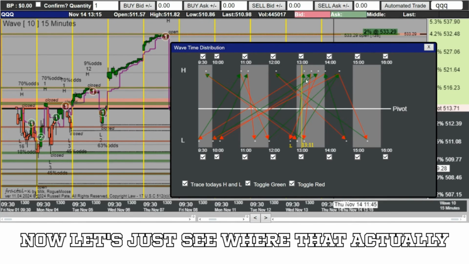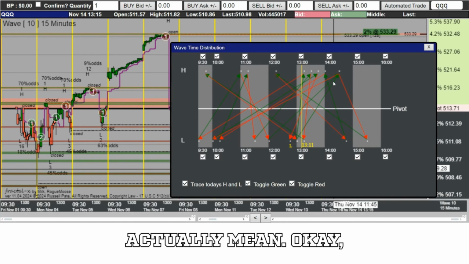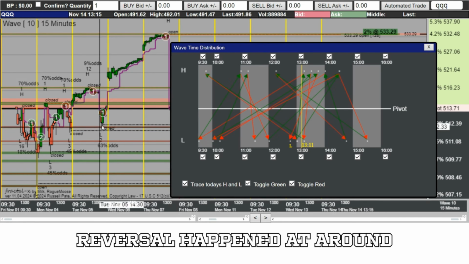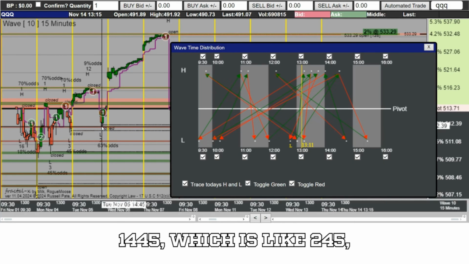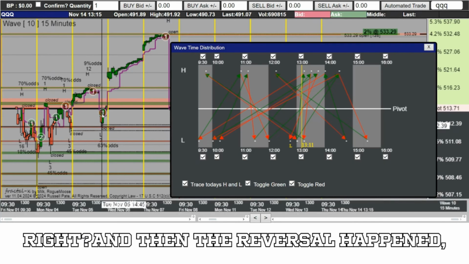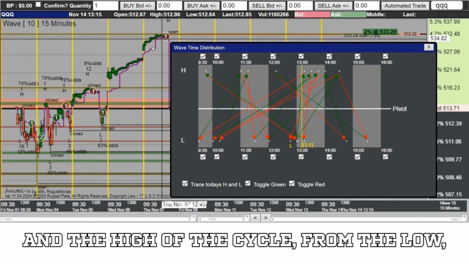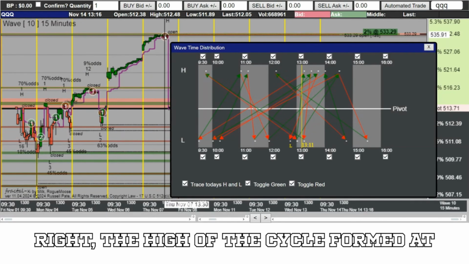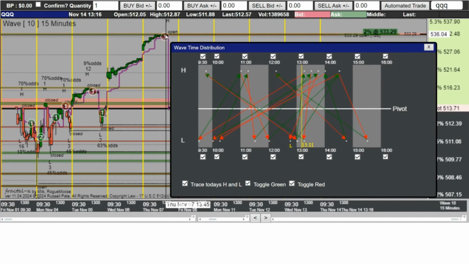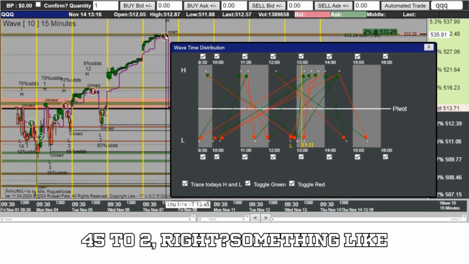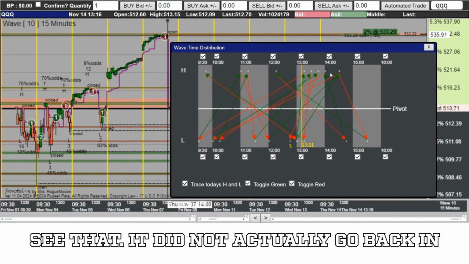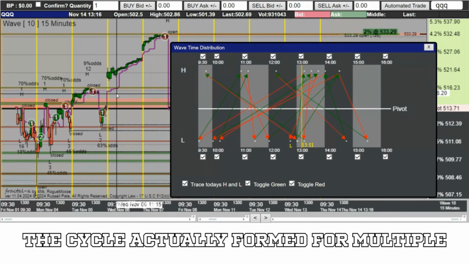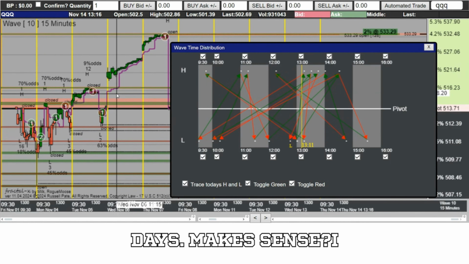Now let's see where that actually formed on our chart and what that actually means. Right here you can see that the reversal happened at around 1445, which is 2:45, right? And the high of the cycle, from the trough right here to the peak, formed at around 1345 to 2, something like that. You can see that it did not actually go back in time, but it's showing you that the cycle formed over multiple days. Make sense? I hope so.